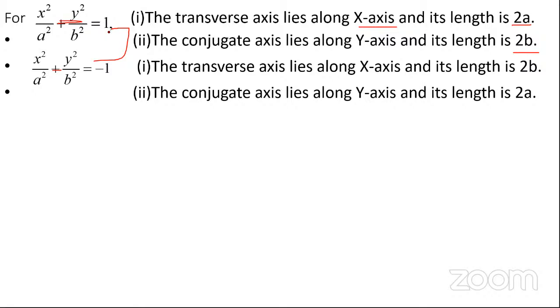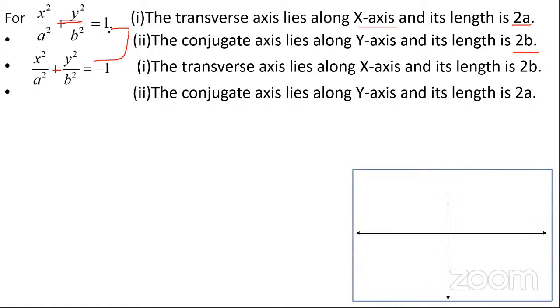Once again, x square by a square minus y square by b square equal to 1: the transverse axis lies along the x axis and its length is 2a, and the conjugate axis lies on the y axis and its length is 2b. Similarly, for the conjugate hyperbola, the transverse axis is 2b and the conjugate axis is 2a. Next, there is a figure. What is it?